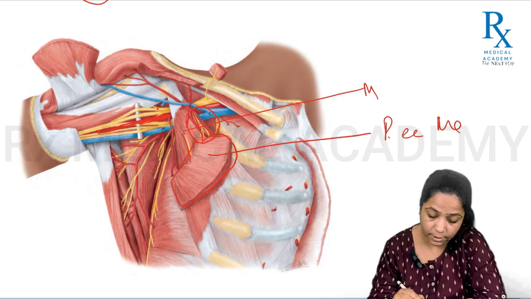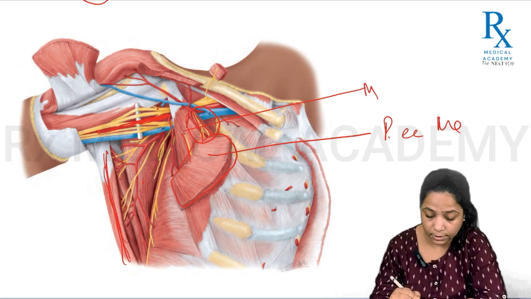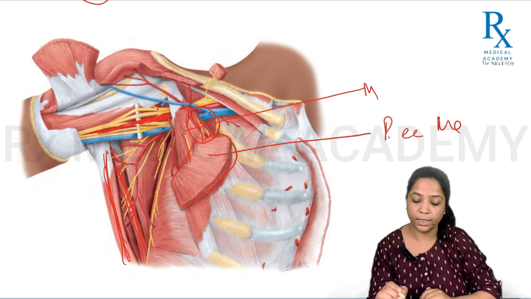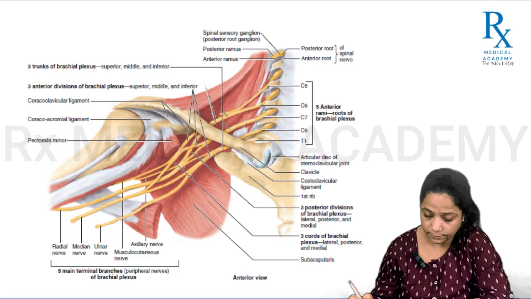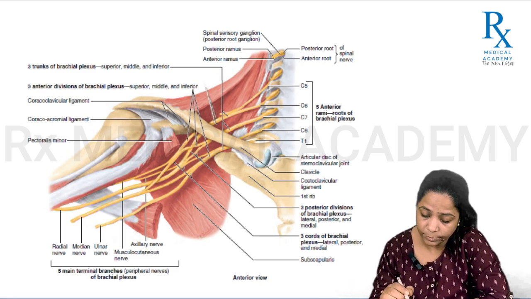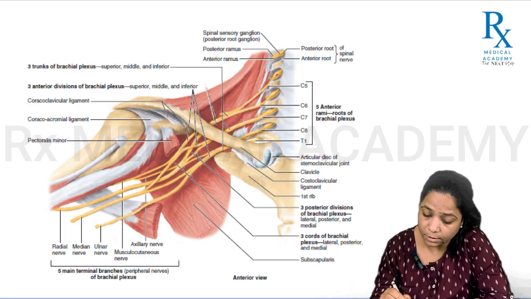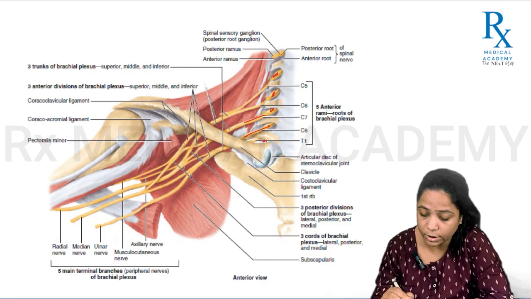This muscle is latissimus dorsi. Here you can see this is latissimus dorsi. This is your teres major muscle. So these muscles are supplied by the branches of the cords of the brachial plexus. In the same diagram, you are seeing these are the C5, C6, C7, C8 and T1. These are the roots and the roots unite, they form the upper trunk.